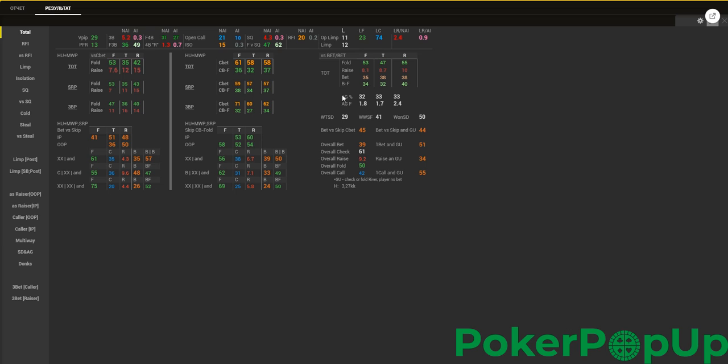The next block is for total bets, total bet folds, total raises, aggression percentages and aggression factor, showdowns, complex stats such as bet versus skipped c-bet, how often a person bets if his opponent does not c-bet. And this one here, bet versus skipped c-bet and give up. So how often, when he bets after a missed c-bet, does he give up betting and play check, check, fold on the next street?